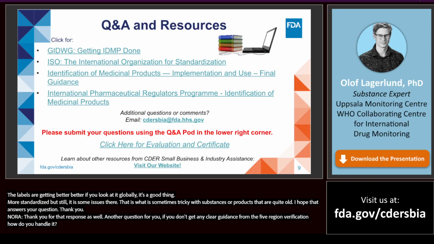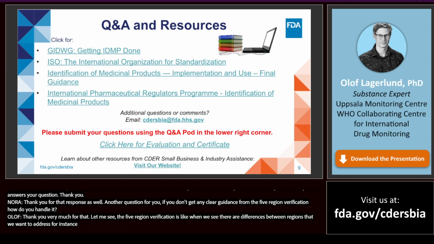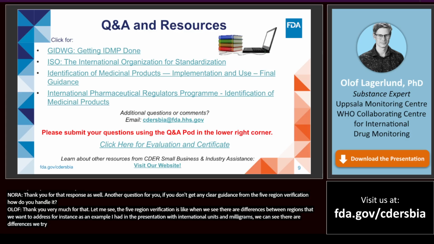Well, the 5-region verification is when we see that there are differences between regions that we want to address. For instance, as the example I had in the presentation with international units and milligrams, we can see that there are differences. So we try to pick a couple of different products from each region. But if in case they are 50-50, how should we do?